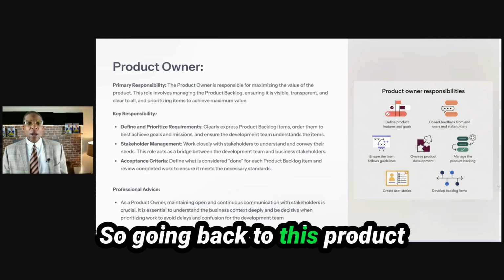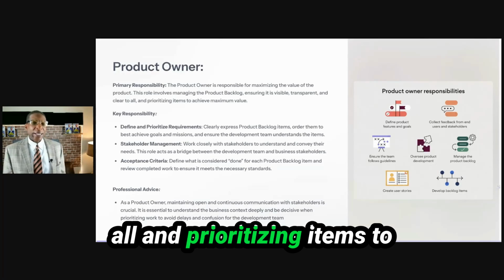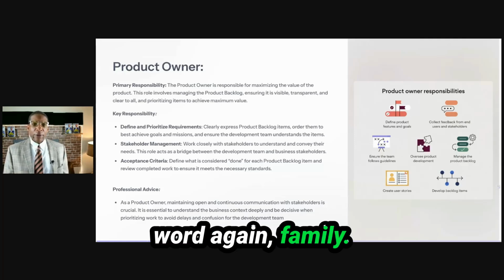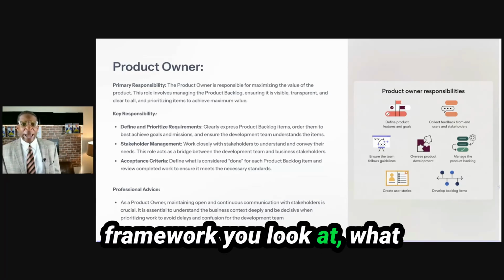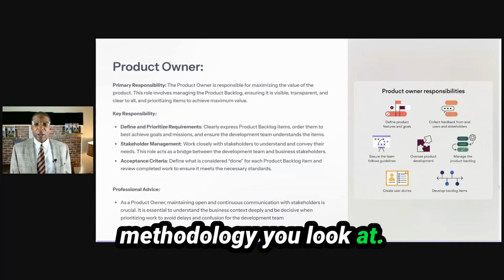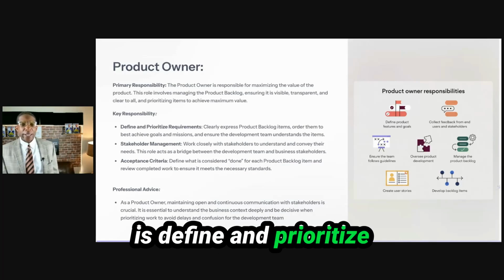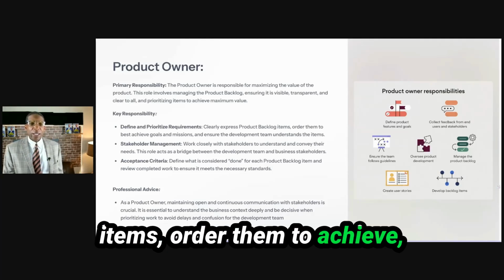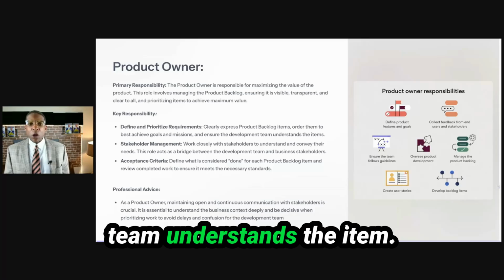So going back to this, product backlog: ensuring it's visible, transparent, and clear to all, and prioritizing items to achieve maximum value. That's that key word again, family. If you haven't noticed, Agile is all about providing value. It doesn't matter what framework or methodology you look at, it's about value. Their key responsibilities are to define and prioritize requirements, clearly express product backlog items, order them to best achieve the goals and missions, and ensure the development team understands the items.